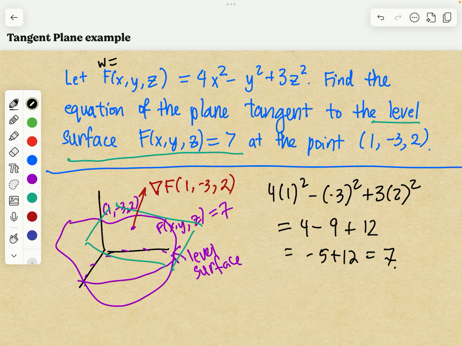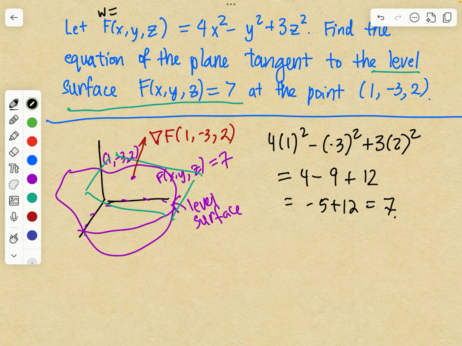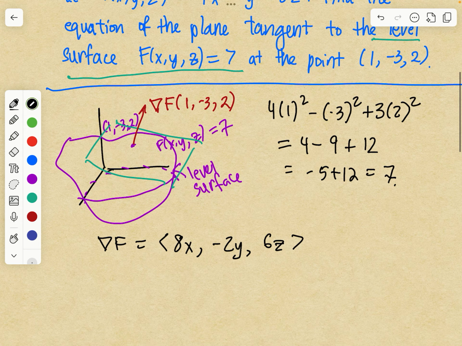So let's do it. You get the gradient. F sub x is going to be 8x. F sub y is negative 2y. F sub z is 6z, right? Now you plug in the point 1, negative 3, 2, and you're going to get the vector 8. Negative 2 times negative 3 is 6. 6 times 2 is 12.